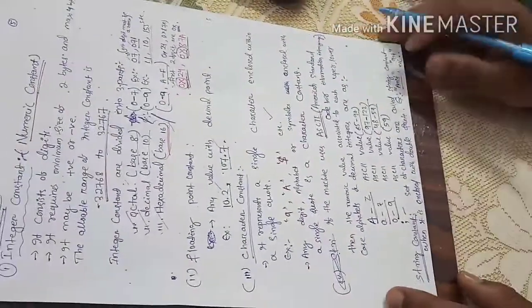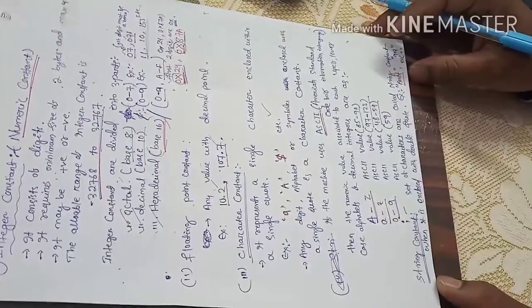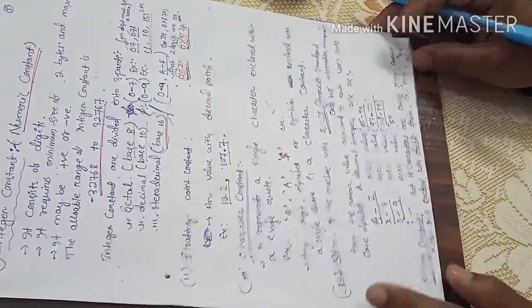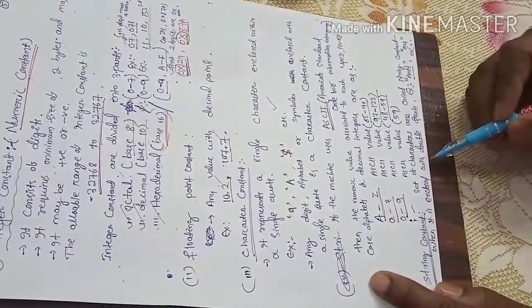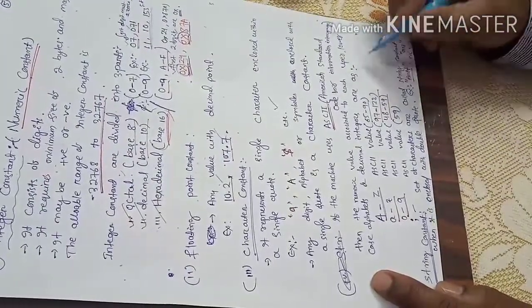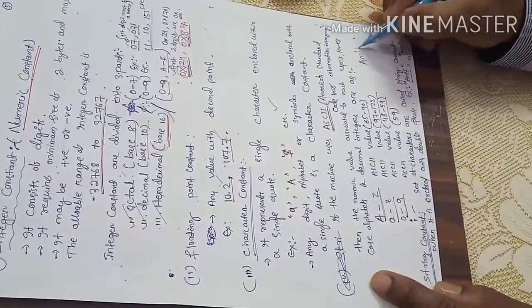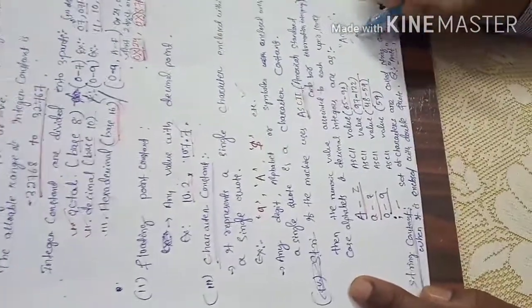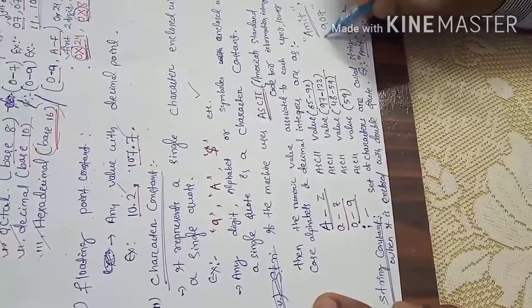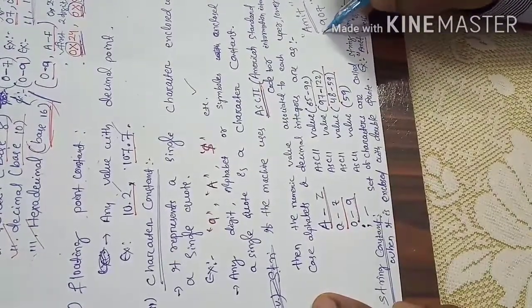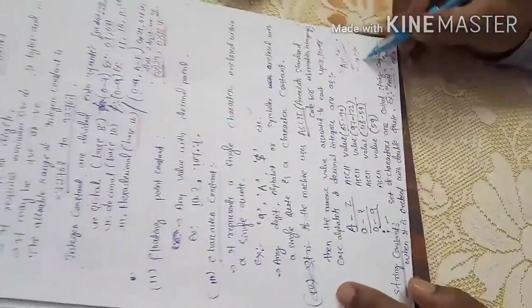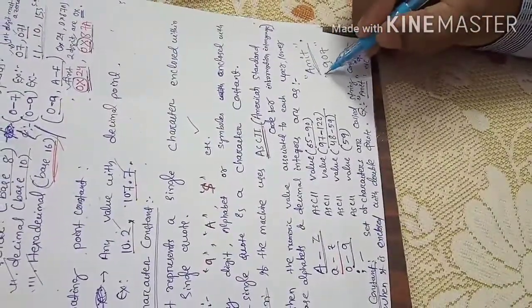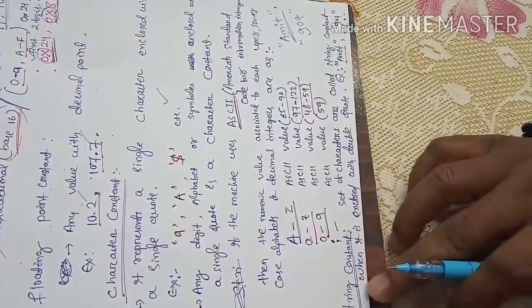So what is string constant? A set of characters is called a string constant when it is enclosed within double quotes. For example, "Amit" within double quotes. So this is one string constant. Or "907". This is also a string constant. This may be alphabets or any digits, but it must be within double quotation marks. Then only we will call it a string constant.